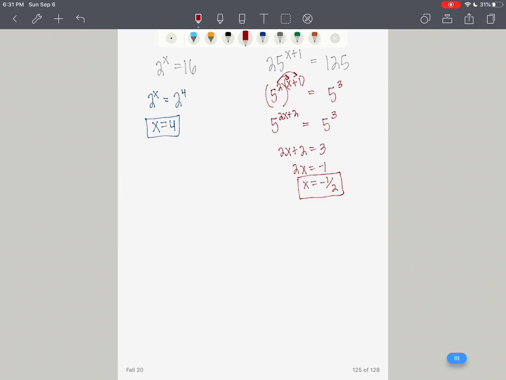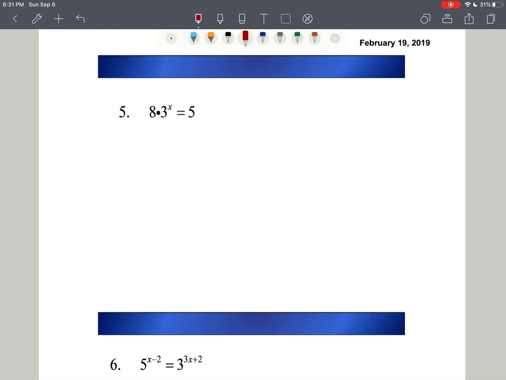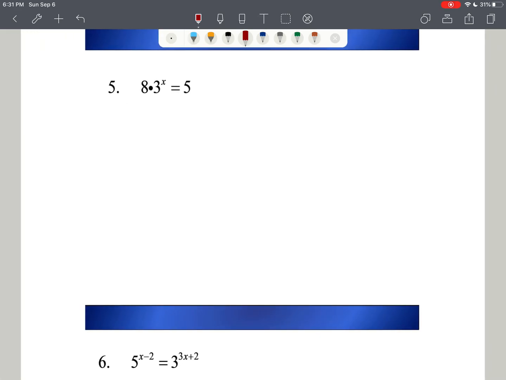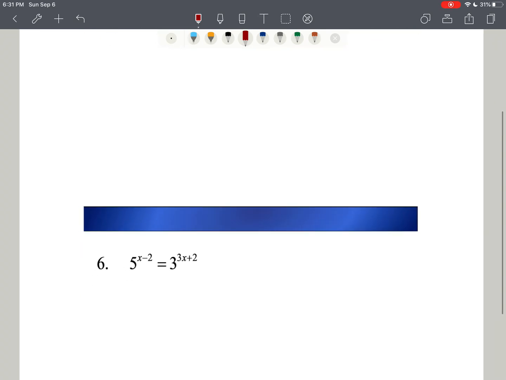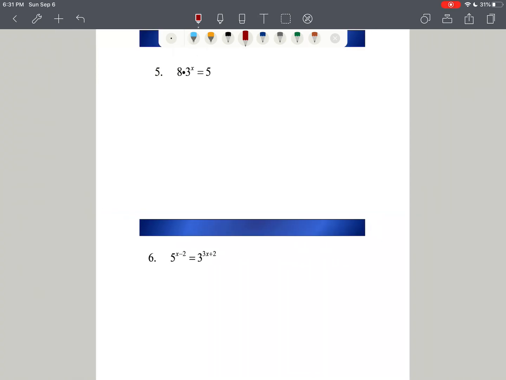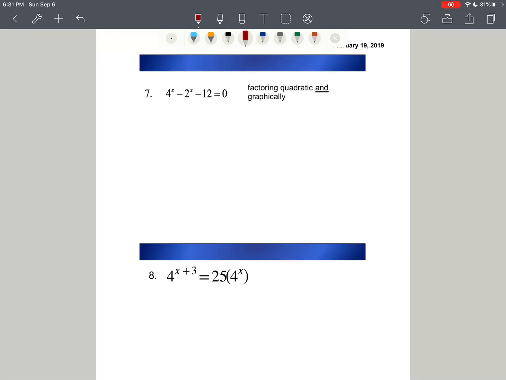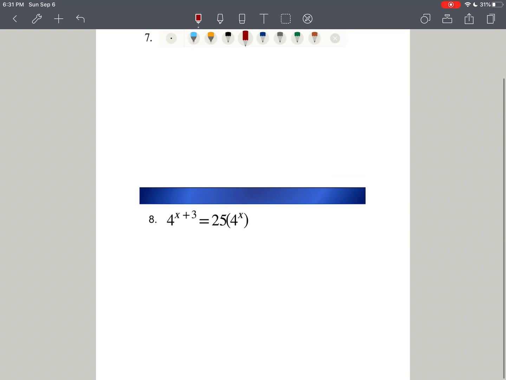A couple of doozies are coming up. We've got this problem right here that's going to require a calculator. We've got number 6 that's going to take a lot of algebra and a calculator at the end. And then we've got number 7 that talks about factoring, which I love. And then number 8, which is another little bit of a doozy algebraically.